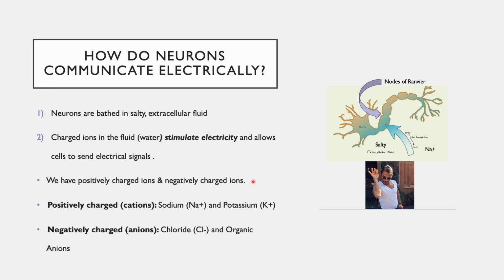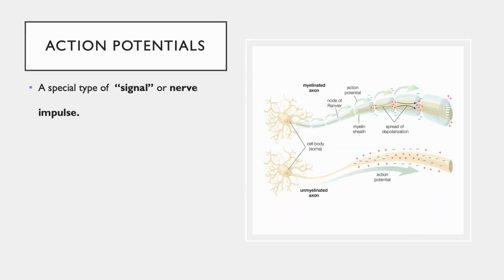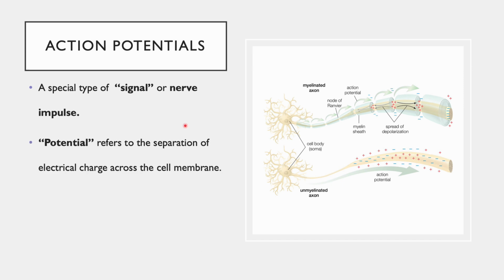We have positively charged ions and negatively charged ions. For example, the two positively charged ions I want you to know for this class include sodium and potassium. There are also negatively charged anions, such as chloride and other organic anions. A special type of signal or nerve impulse is known as an action potential, and an action potential refers to the separation of electrical charge across the cell membrane.